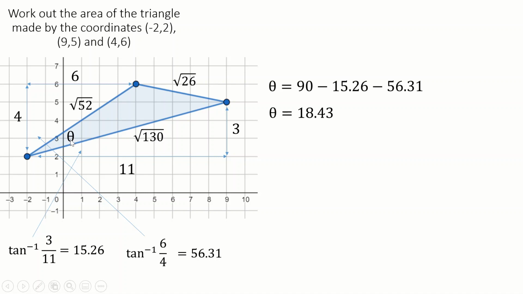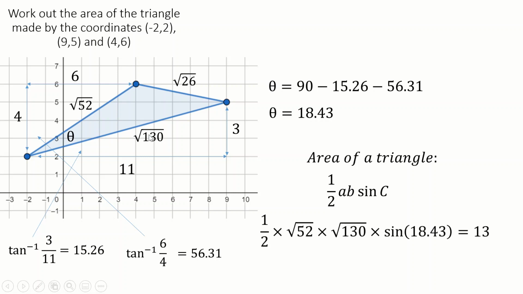And then, of course, I'm going to use a GCSE formula here, half ab sine C. So a half times the 2 widths of the triangle times the sine of the angle in between them. So I could have found any angle I wanted here and used the other 2 sides, but I'm just going to use these 2 sides. Put that in and you get, predictably, 13.